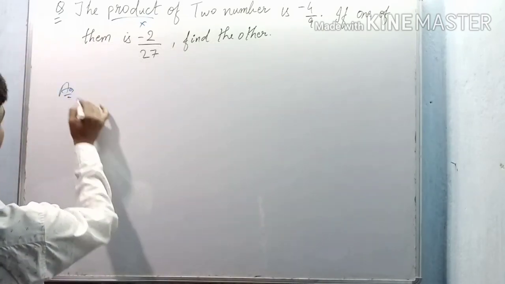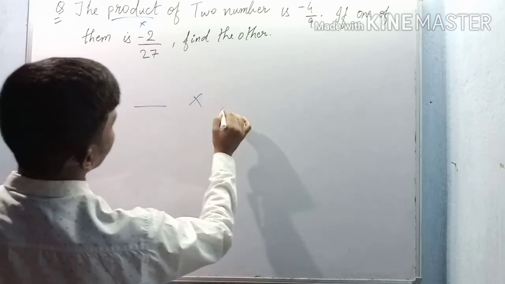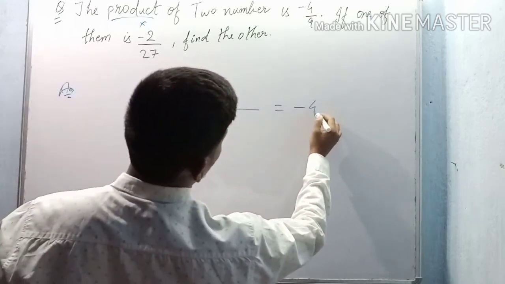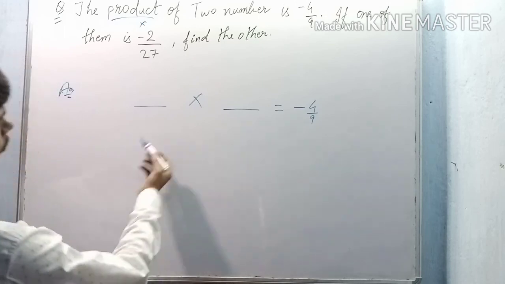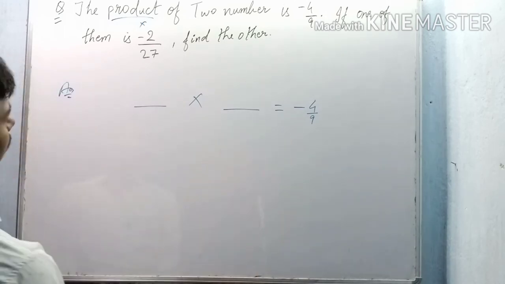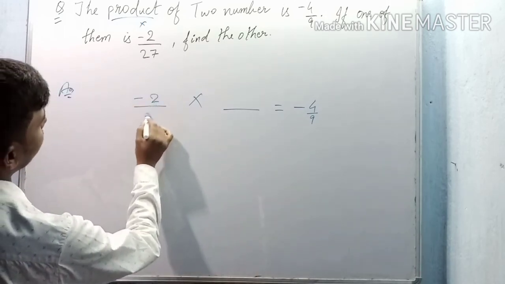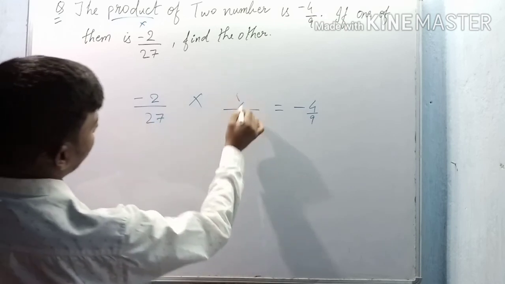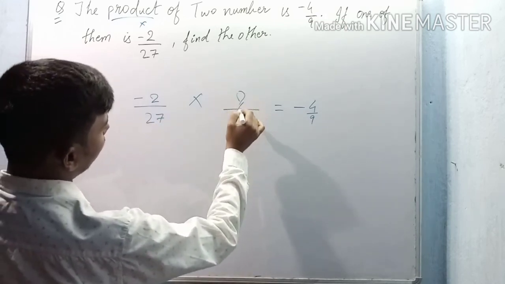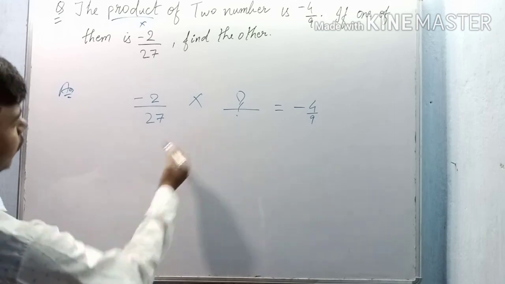So we will do it like this only. The product of two numbers is minus 4 by 9. If one of them is minus 2 by 27, we have to find the other. Simple. So what we will do?